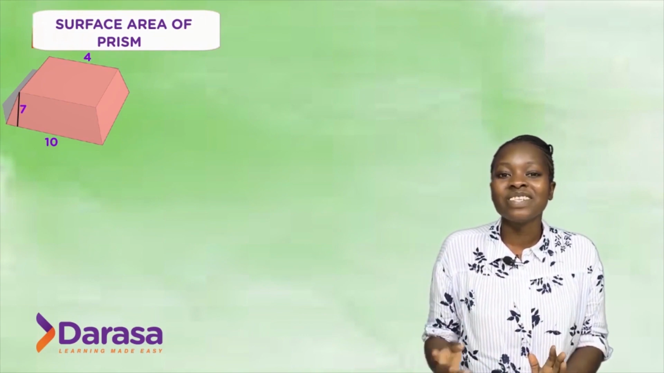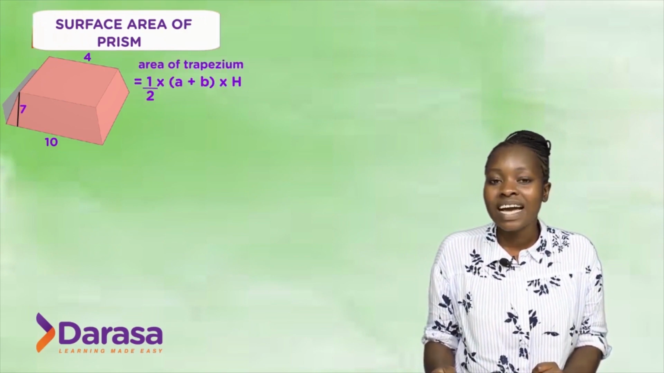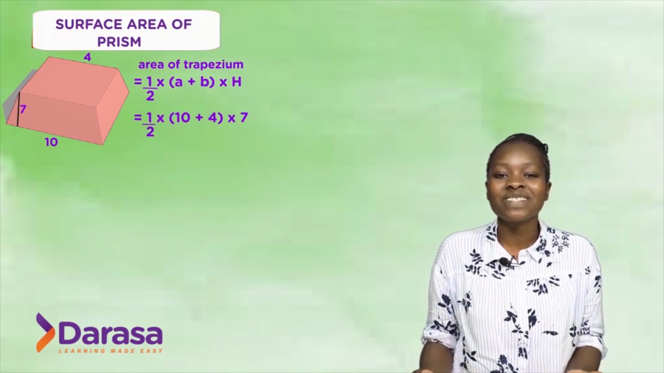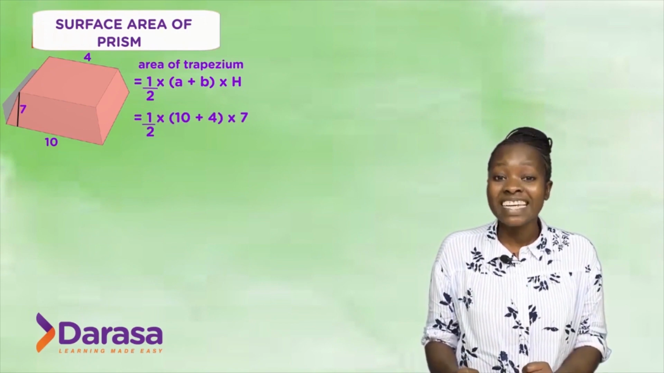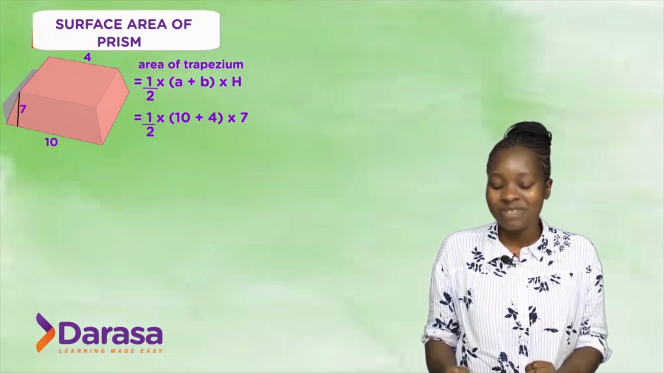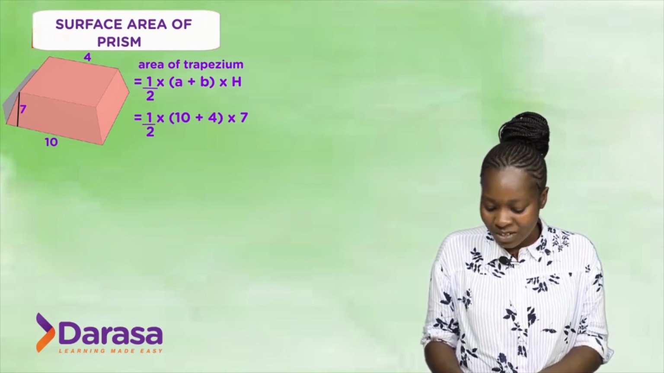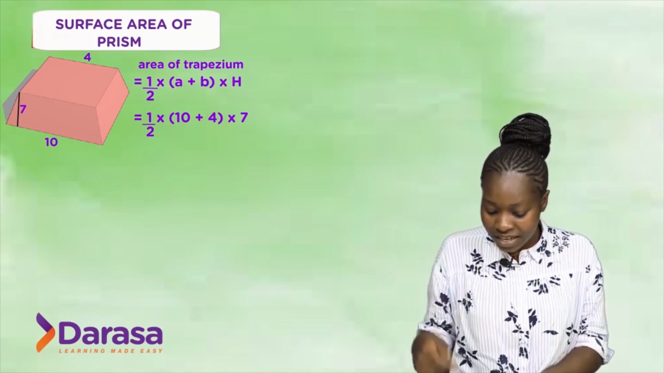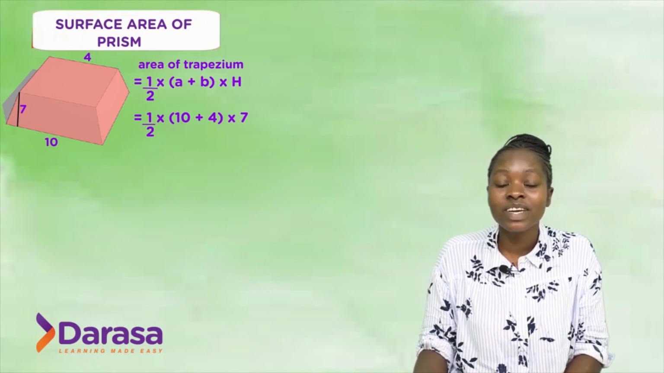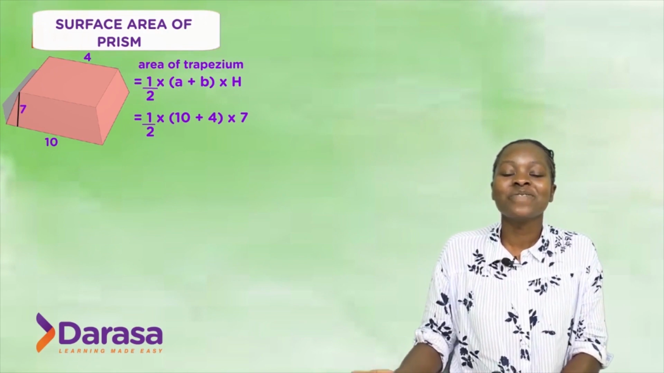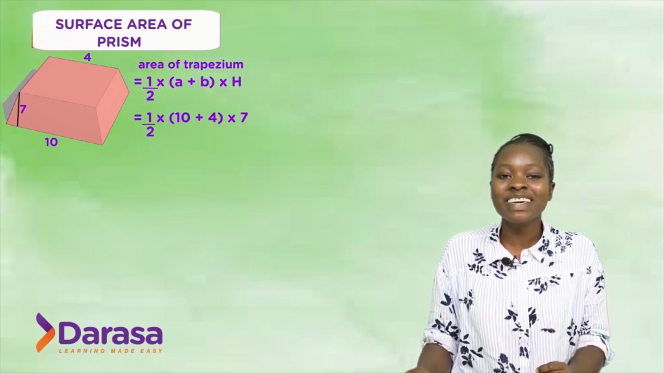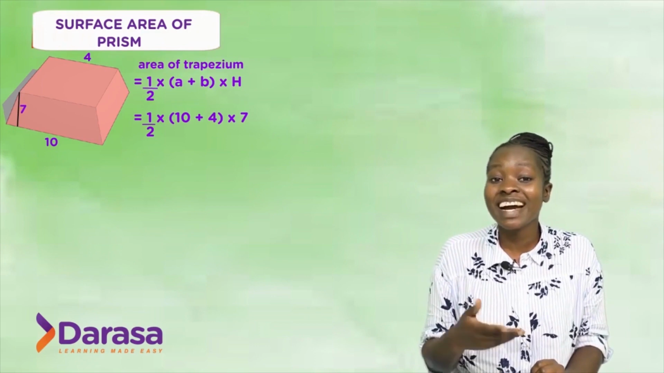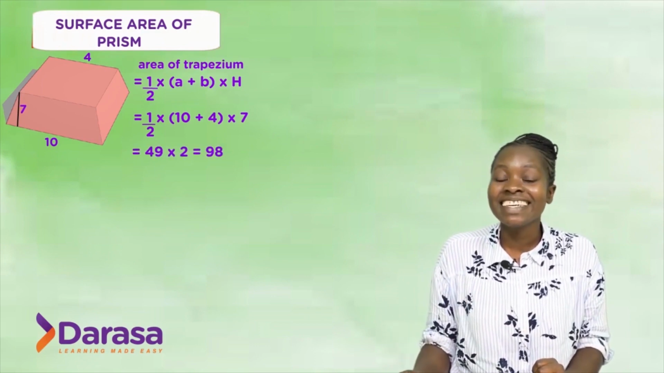So to find the area of that one side, it's going to be a half times our A is 10, our B is 4. So 10 plus 4 is 14, and our height is 7. So a half times 14 times 7, we are going to get our answer, and then we multiply it by 2 to represent the other side. Calculating the area of your trapezium, for one side it's going to be 49, and remember there are 2, so we multiply it by 2 to get 98.